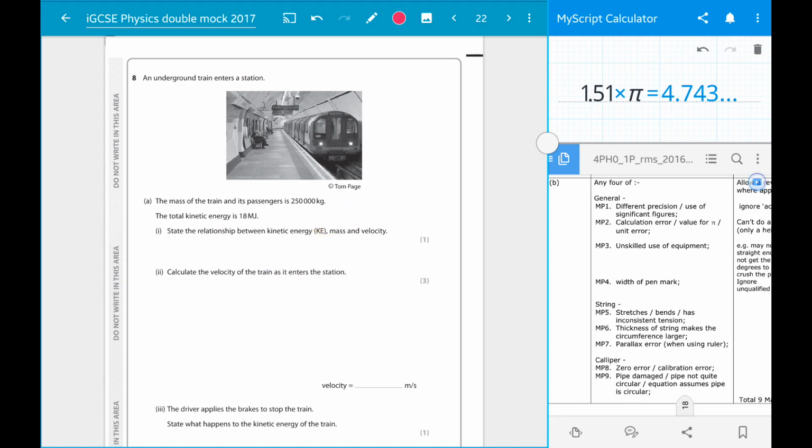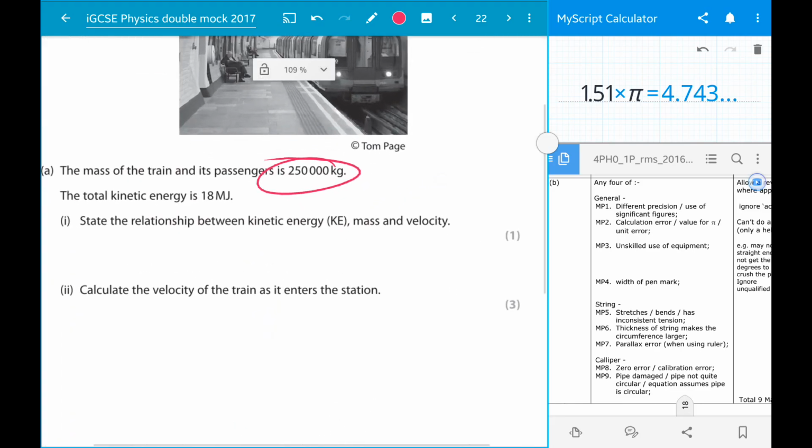This question says, an underground train enters the station. The mass of the train and the passengers is that. The total kinetic energy is that. State the relationship between kinetic energy, mass, and velocity. Before I do that, I'm going to convert that into joules. 18 million joules. We don't convert kilograms into grams. Mass always stays in kilograms. Energy is always in joules, and nothing else should have any prefix. There shouldn't be any kilo, or mega, or milli, or centi in front of anything apart from mass. It's the only one that stays with a prefix of kilo for kilograms.